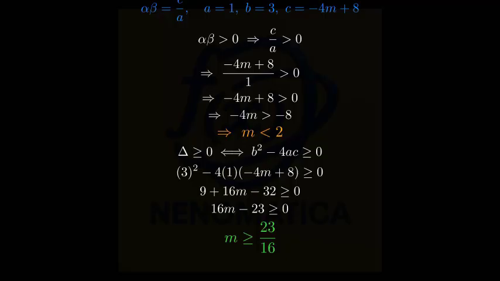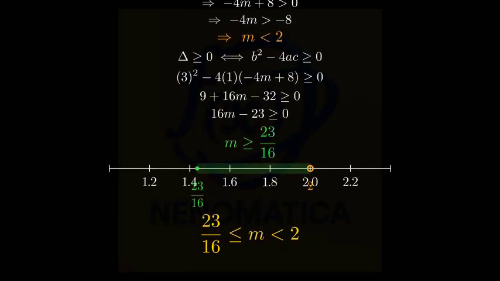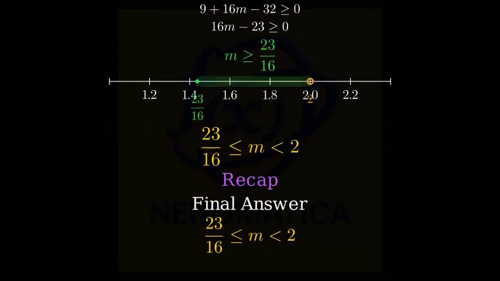Now combine both conditions, m greater than or equal to 23 over 16, and m less than 2 on the number line. We shade from 23 over 16, including the endpoint, up to 2, but not including 2. This intersection is the final solution. To recap, alpha beta greater than 0 puts the point in quadrant 1 or 3, and delta greater than or equal to 0 guarantees real roots. Together, they yield 23 over 16 less than or equal to m less than 2. Final answer: m in the interval from 23 over 16 inclusive to 2 exclusive.